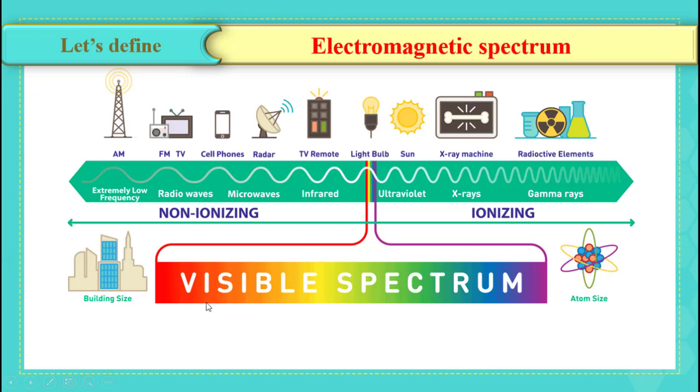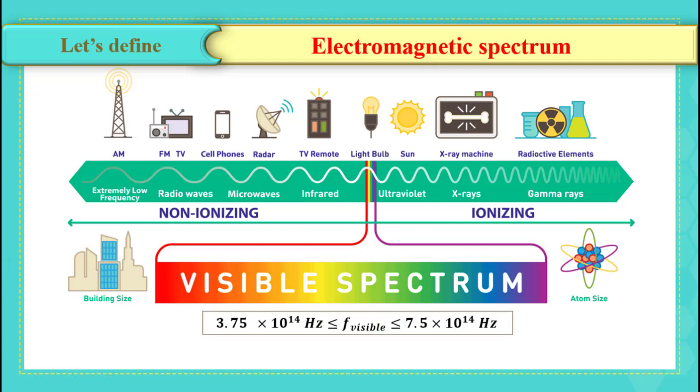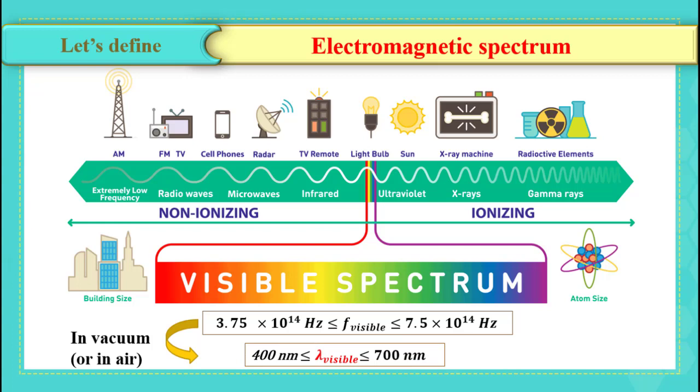Note that the visible spectrum shows the visible radiations with frequency ranges between 3.75 times 10 to the power 14 Hz and 7.5 times 10 to the power 14 Hz. In vacuum, where the speed of light is c equal 3 times 10 to the power 8 meter per second, the range of visible wavelengths lies between 400 nanometer and 700 nanometer. But this range is only true if the medium where the electromagnetic waves are propagating is vacuum, whereas the range of visible frequencies is always true.